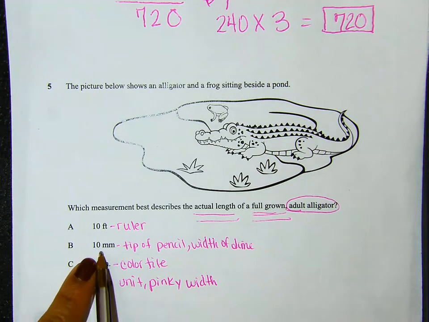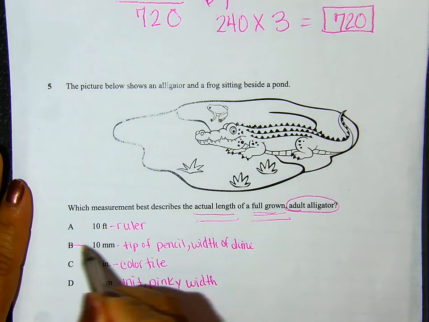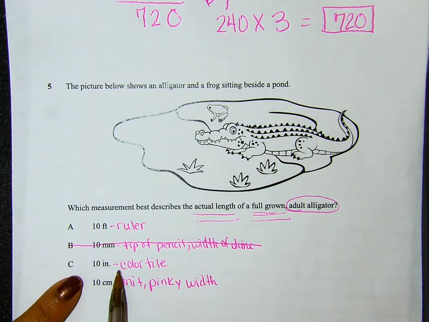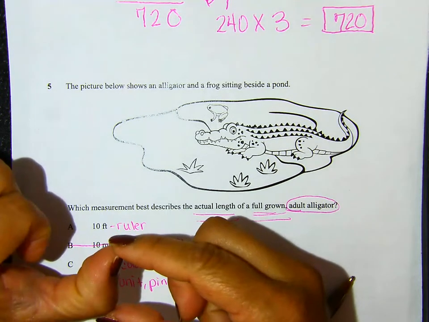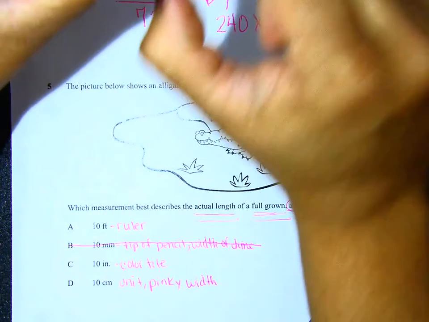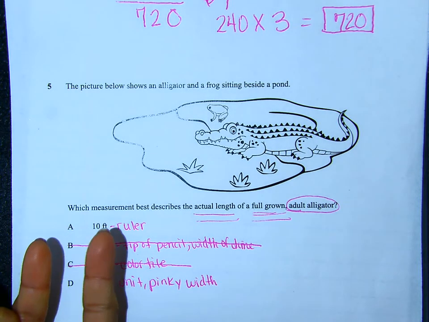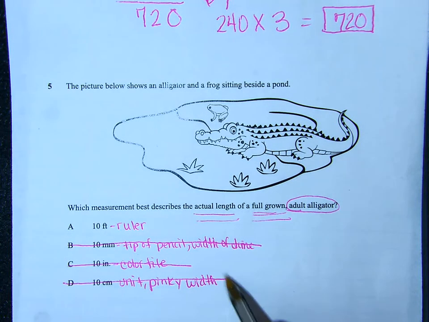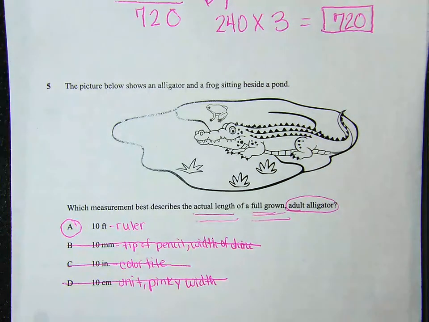So we know for sure we can eliminate millimeters because 10 tips of a pencil would not be the length of an adult alligator. Color tile. Well, think of this. Remember we said it can also be the first joint of your thumb. 10 inches is less than a foot. So no, an adult alligator would not be less than a foot. And then 10 centimeters, the pinky. 10 pinkies, that one's out. So your answer is A. That is the reasonable answer.